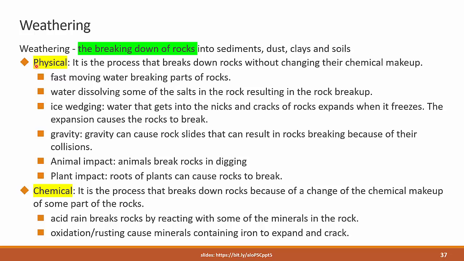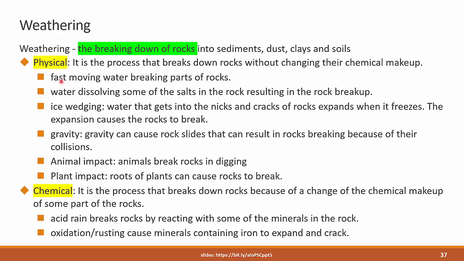There are two types of weathering: physical and chemical. Physical weathering, like a physical change in chemistry, is not going to involve any change in the substances involved. It is just a simple breaking down of rocks into smaller pieces without changing their chemical makeup.